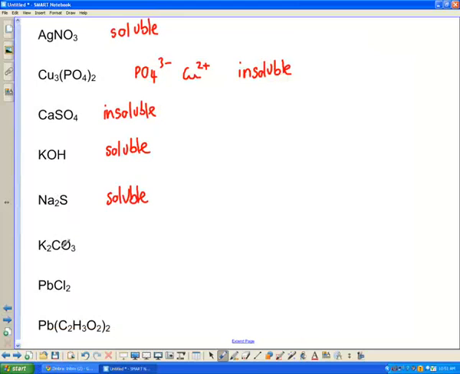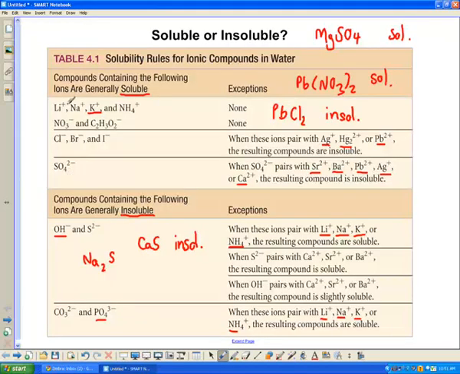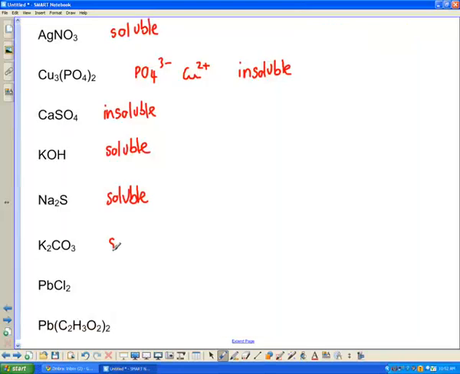Potassium carbonate, K+, CO3 2-. K+ tells us that there should be no exceptions, it should be soluble. Just to be sure, carbonate is down here as well, and carbonate is in the generally insoluble category, apart from when bound with lithium, sodium, potassium, or ammonium. So we have exactly the same thing here. Potassium is one of the exceptions, meaning potassium carbonate should be soluble. K+ here is telling us the same thing, that it should be soluble as well.